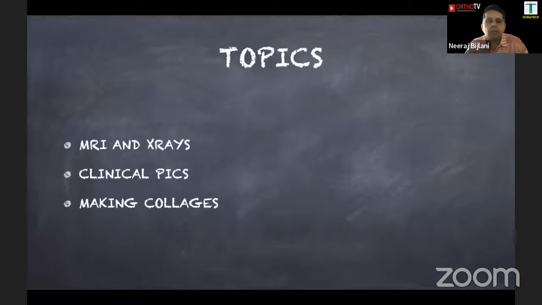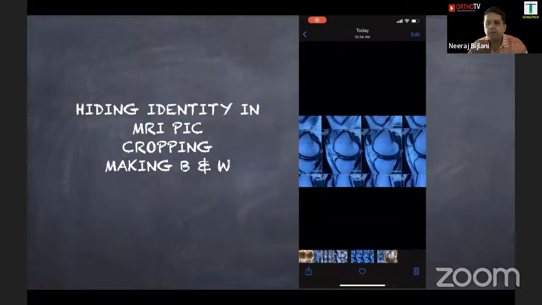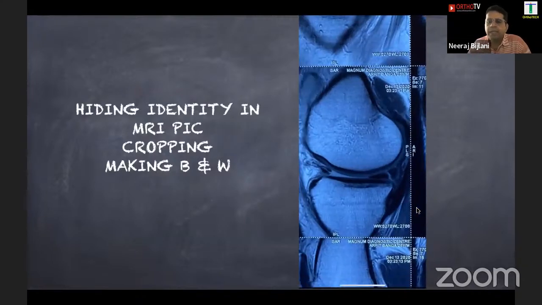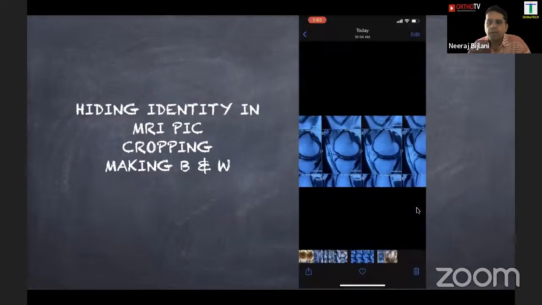The topics which I'm going to cover are mainly MRI editing, clinical picture editing, and making collages. So this is the image which I showed. Normally it comes like this in a camera. It looks very bluish and the identity is there. So what do I do to edit it? In the iPhone, you don't need much. You just need the iPhone Photos app or the Google Photos app, where you can do a lot of simple editing. This is a small video where I'm showing the photo which I had taken. It has come bluish and it has come from far.